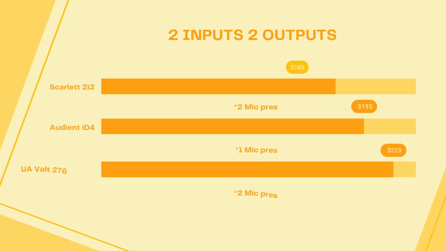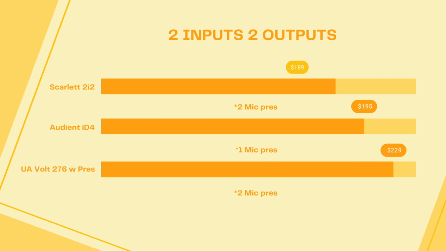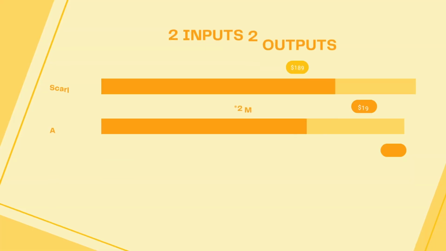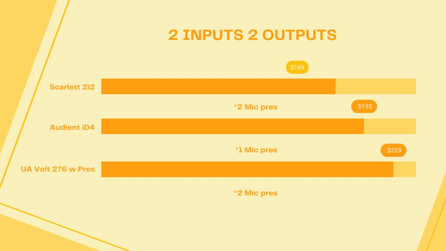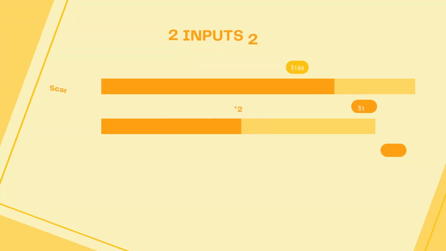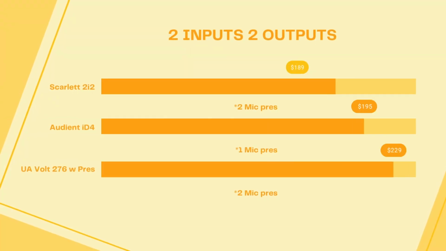For Scarlett 2i2, it runs about $189, and that means you'll have 2 inputs and 2 outputs, which can go to either one of your monitors, and that's usually enough. And you also are going to get 2 mic pre's built in with the interface. For Audient ID4, that runs about $195, and you're only going to get 1 mic pre, but you do also get a dedicated instrument input, which is also a very valuable thing to have. Between these brands, Universal Audio 276 does run the most at around $229, and you do get 2 mic pre's.